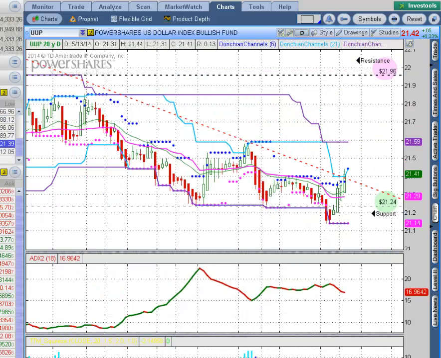The US dollar closed up and it's now above the upper band of the downtrend channel. Support is at 21.24 as seen by the green oval. Resistance is at 21.96 as seen by the pink oval.